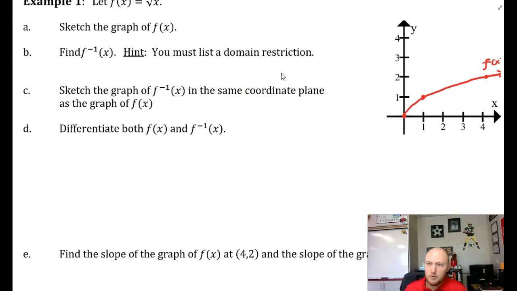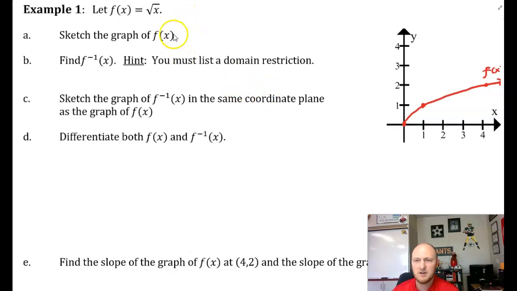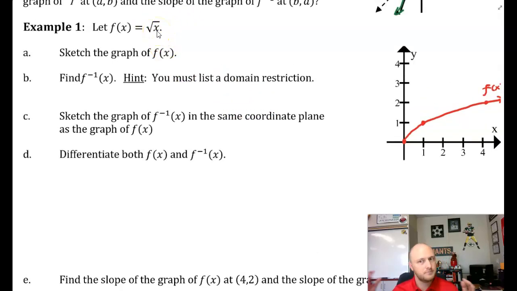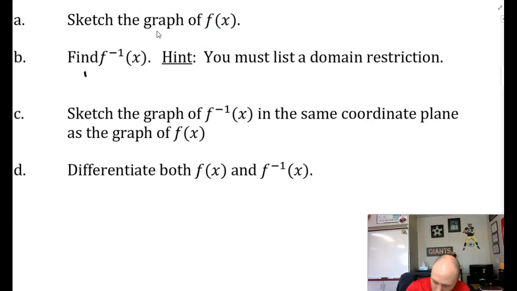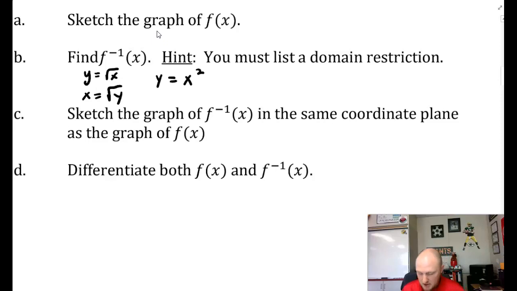Well, if I want the inverse, one thing is to just think about it conceptually. What's the inverse of a square root? A square. Now, if you're not buying that, something that we did last year was we switched x and y in order to find the inverse, and then we solved for y. So if I square both sides, we get y is equal to x squared. So there is the inverse. This right here is f inverse of x.